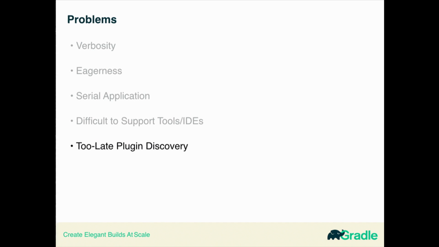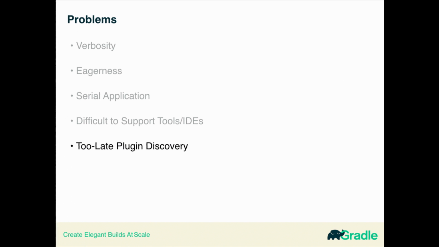Another problem with it is also some plugins are discovered too late. So we've seen these apply from statements. We go in 2 passes. We have the build script block, which sets up our class path. And then we execute the rest. Now, the apply from statements, which apply some other script, they are in the second pass. So we already have set up our class path. We can't change that anymore.